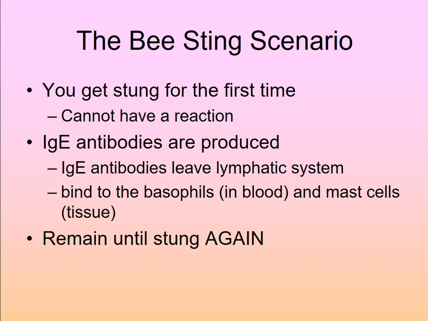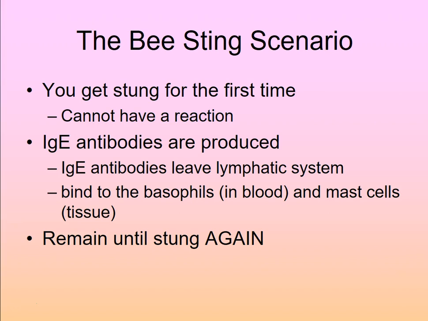Let's hit the bee sting, which is far more common for the everyday event, especially in fall. If you get stung for the first time, you can't have an anaphylactic reaction because you haven't produced any antibodies that create the chemical weapons. IgE antibodies need to be produced. The IgE antibodies leave the lymphatic system. They bind to the basophils in the blood and bind to the mast cells in the tissue, and then they just lay there dormant until they get stung again.